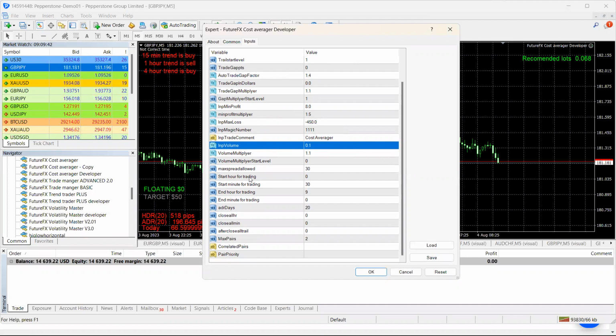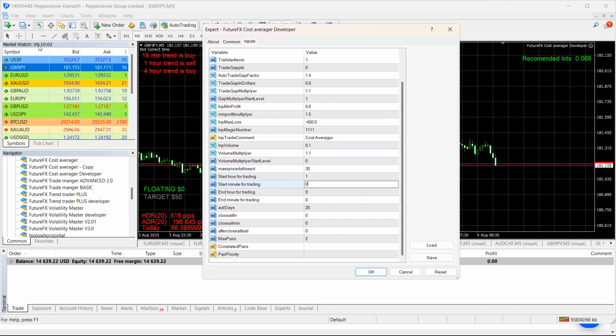So we're up to start hour for trading. So we've got start hour for trading and start minute for trading. Generally, I would be looking to start 1 hour after market opens. So to do that, I would set the start hour at 1, start minute at 0. The times this is referring to is the market watch time. So trading each day starts at 01:00 hours. Basically, the spread for that first hour is going to be excessive anyway. So that's when we're going to start trading.